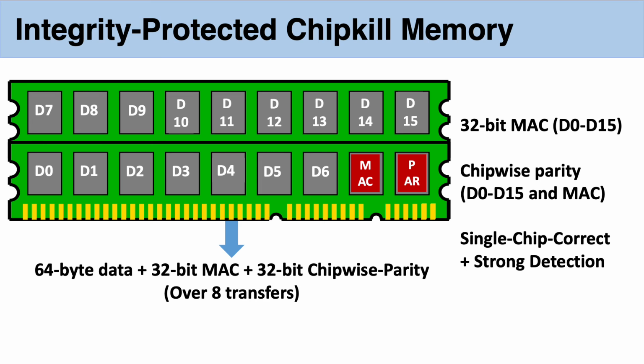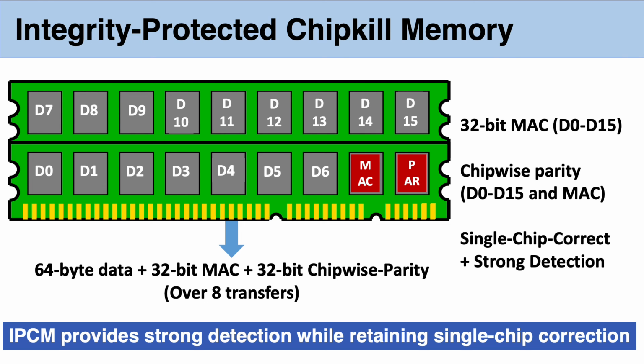Our next proposal is integrity-protected chipkill memory that can provide strong detection of arbitrary failures. Similar to chipkill, we assume a DIMM that has 18 chips. We use 16 chips to store data, 1 chip to store MAC, and 1 chip to store chip-wise parity across all other 17 chips. On an access across 8 transfers, we get 64 bytes of data, a 32-bit MAC, and 32-bit parity. Our design uses the MAC for detection and parity for correction of up to a single chip failure. Our design thus provides single chip correction capability and strong detection, all within the same space as chipkill.